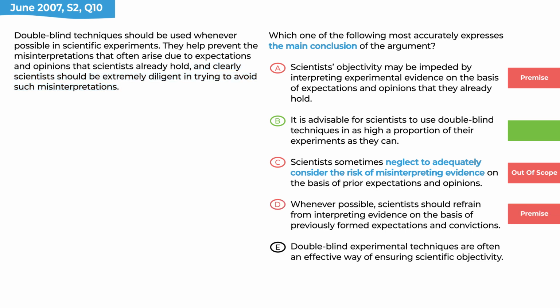Answer choice E says that double-blind experimental techniques are often an effective way of ensuring scientific objectivity. That is in the argument, but it's a premise of the argument. So that makes it wrong, and that means that answer choice B is the right answer.